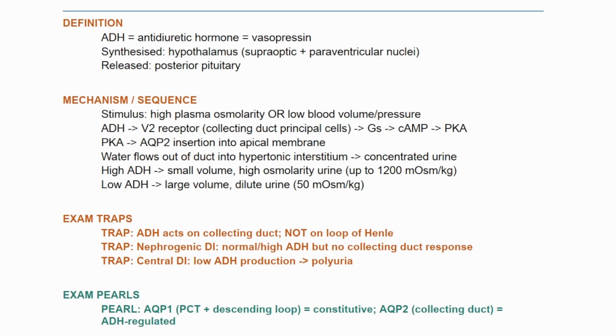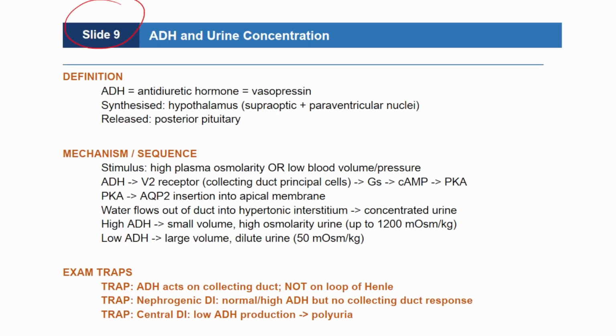Now, shifting our focus to slide 9, let us delve into the regulation of antidiuretic hormone. And this antidiuretic hormone is commonly referred to as vasopressin. By definition, this vital hormone is synthesized within the hypothalamus, specifically by the supraoptic and paraventricular nuclei, before it is transported down the pituitary stalk and ultimately released into the bloodstream from the posterior pituitary.